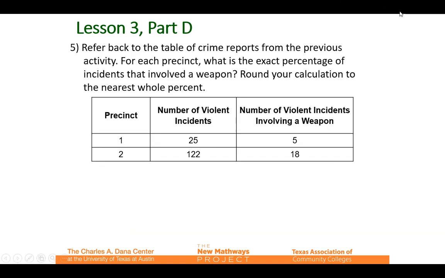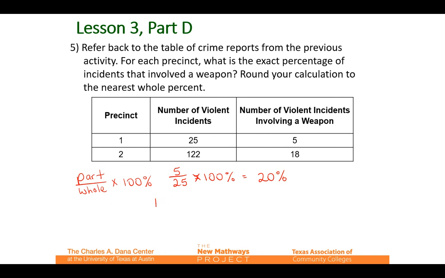Refer back to the table of crime reports from the previous activity. For each precinct, what is the exact percentage? Round to the nearest whole percent. So if we're going to do exact percentages, to take a percent, remember our formula is we do part over a whole. That's really the only time percents are appropriate. And we multiply that times 100%. So 5 over 25 times 100. And that comes out to be exactly 20%.